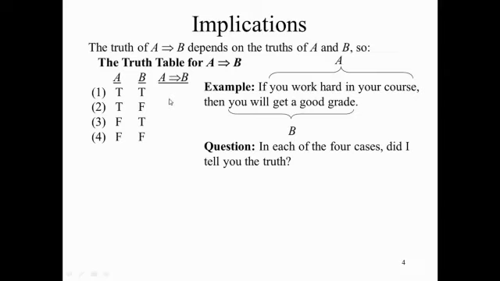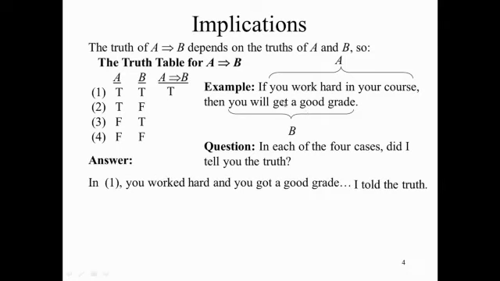So let's look at case 1. In case 1, A is true and B is true. A is true, you worked hard in your course. B is true, you got a good grade. So I said to you, if you work hard in your course, then you'll get a good grade. You worked hard, you got a good grade. Did I tell you the truth? Yes. So let's put a T up here in this truth table in row 1.